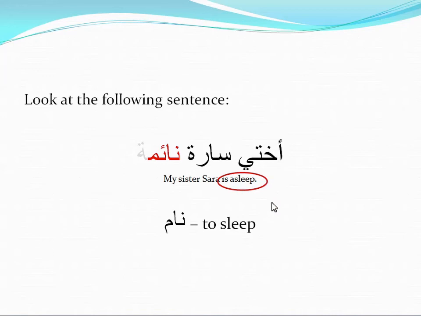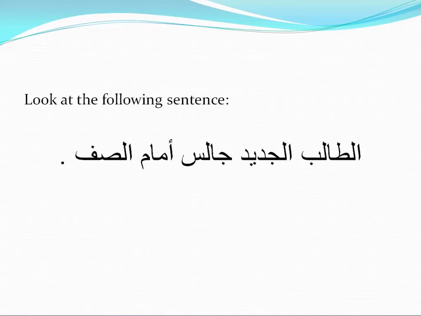And it's important to understand that. There's no implication here that she is a full-time sleeper. It means she's sleeping right now. All right. Let's take a look at one more sentence just to make sure this is clear. Well, you could look at this sentence right off and recognize that this does in fact have another active participle in it because you recognize the pattern. Al-talib al-jadid jalis amam as-saf.